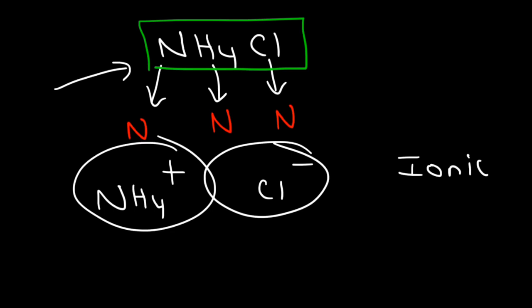But for the most part, if you see a compound composed of a metal and a nonmetal, it's typically ionic. And two nonmetals are usually molecular compounds or covalent compounds. That's just a general rule. But as you can see, there are some exceptions.